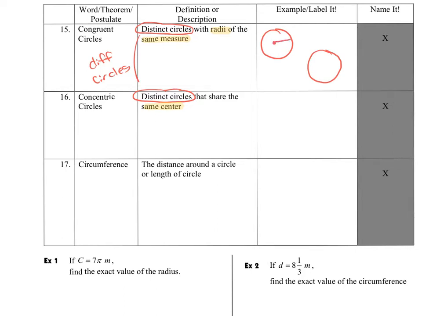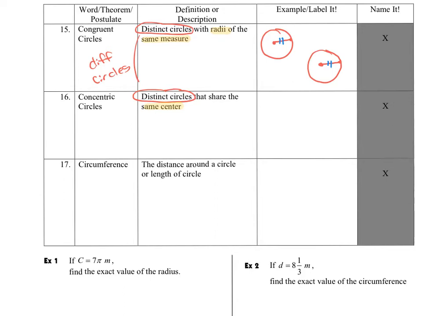I'm going to draw in two radii here. And if we want to properly communicate that these are in fact congruent circles, we would label those two radii as congruent. So now we can see that those are in fact the same.